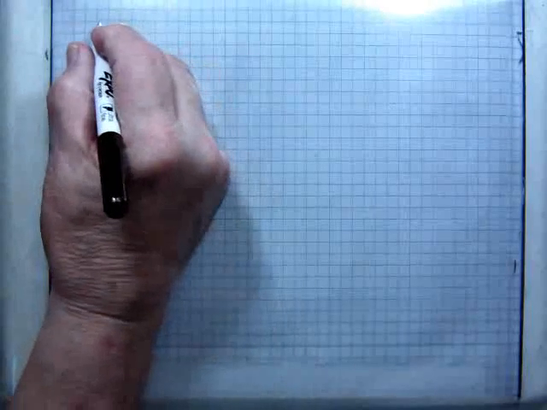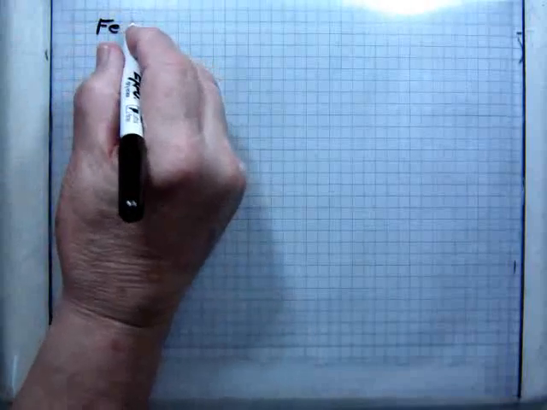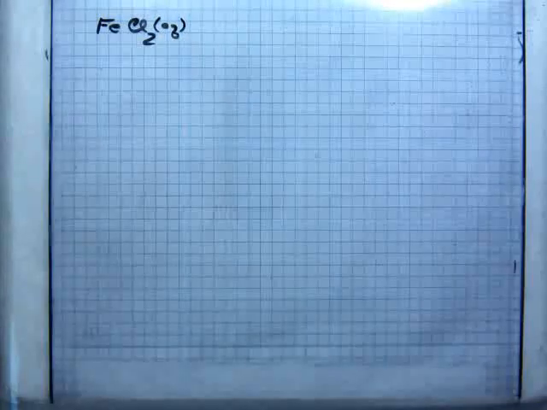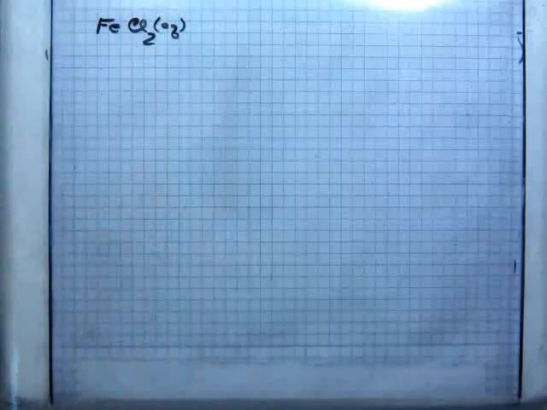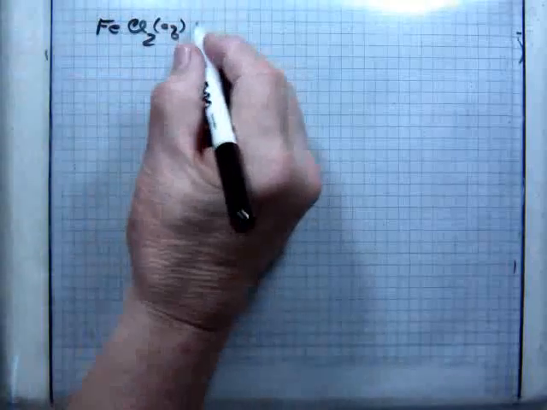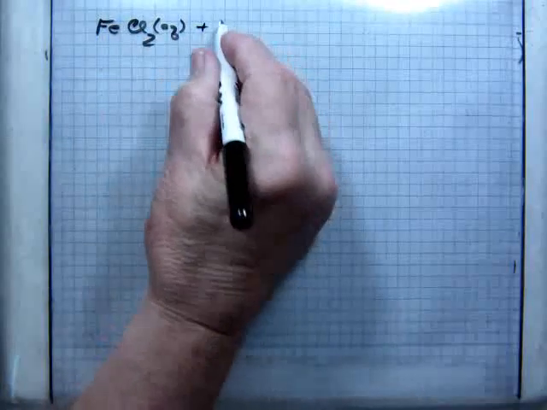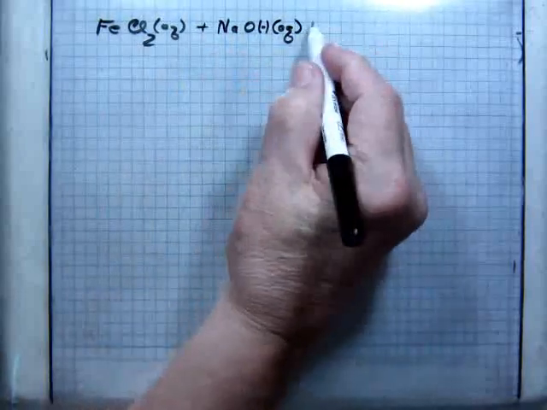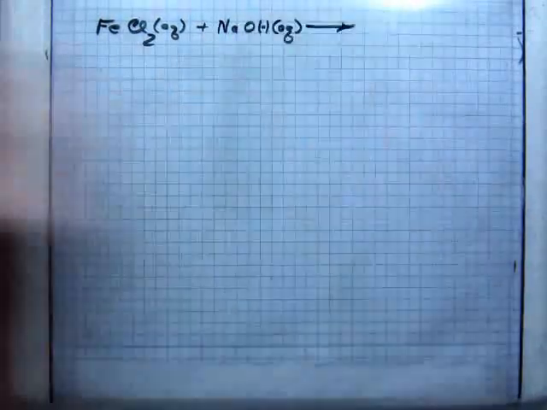Okay, so we want to write out the first one, which looks like iron chloride and sodium hydroxide. So we'll start out with the iron chloride. Now these are typically in an aqueous solution, meaning that they are dissolved salts and have ionized. Plus the sodium hydroxide, and that's also aqueous. And then you write the products.